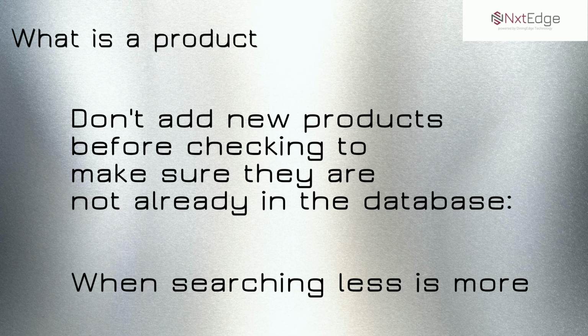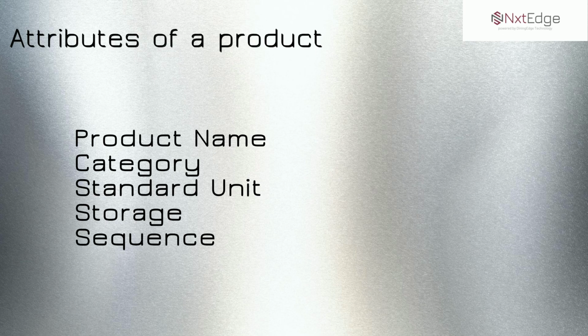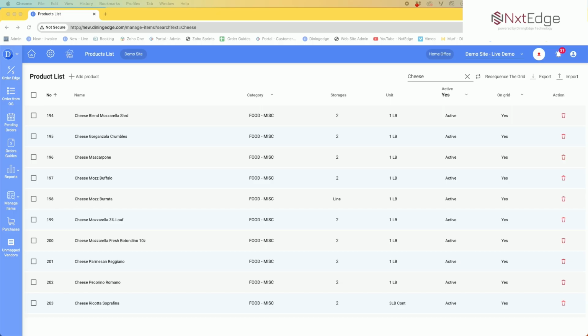Now let's talk about the attributes of a product. They include the product name, category, standard unit of measure, storage, and sequence. The product name is what you call it. Many people use a naming convention when adding products to keep the list organized. All reports are alphabetic by category and by product. Before entering a new product, you may want to look at other products like the one you are adding.